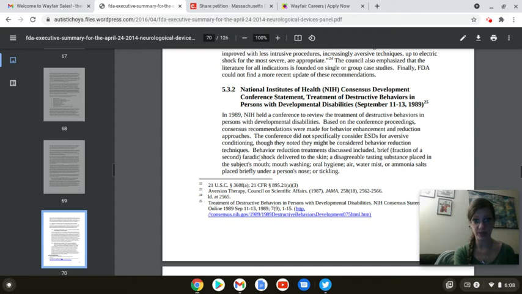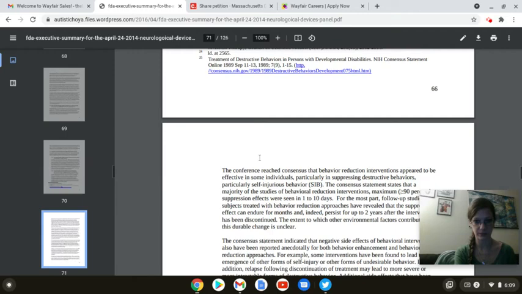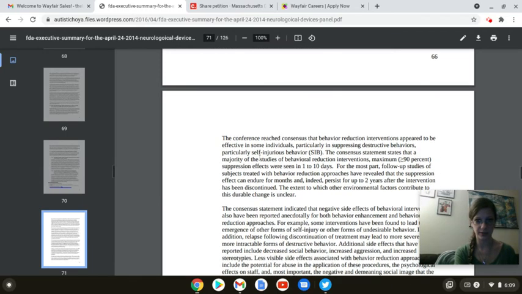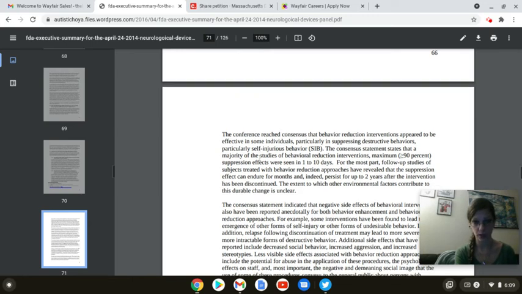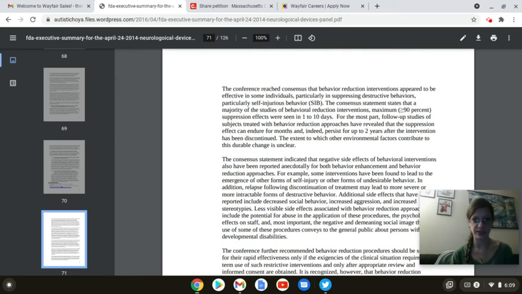So just accept that inappropriate behavior, folks. God. Inappropriate behavior of a stranger tickling me. Really? Really? That's where we're going? Moving on. The conference reached consensus that behavior reduction interventions appeared to be effective in some individuals, particularly in suppressing destructive behaviors, particularly self-injurious behavior, SIB. But let's give them PTSD.